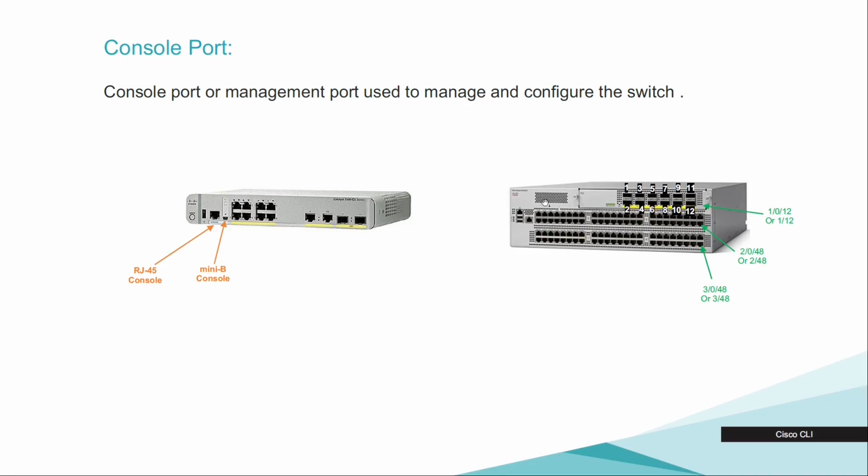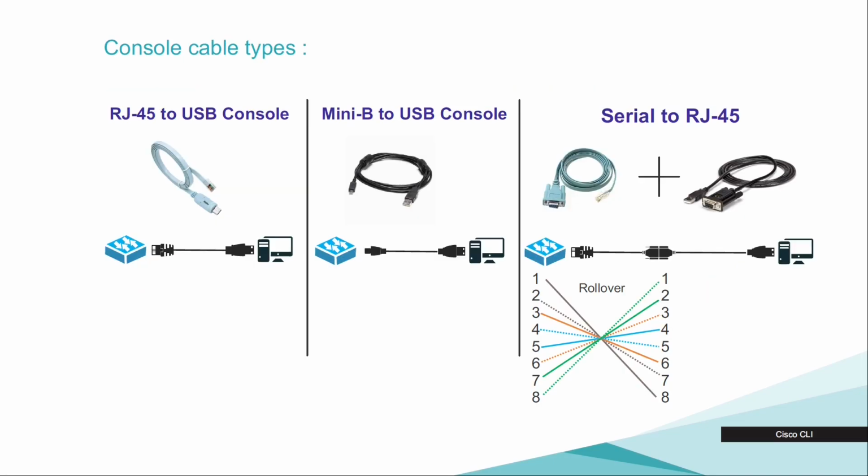The same thing will happen here. This is module 1 or blade 1, module 2 or blade 2, module 3 or blade 3. The first port here will be 2/0/1 or 2/1, up to port 2/0/48 or 2/48. Then when we go to module 3 or blade 3, this port will be 3/0/1 or 3/1, up to 3/0/48 or 3/48.